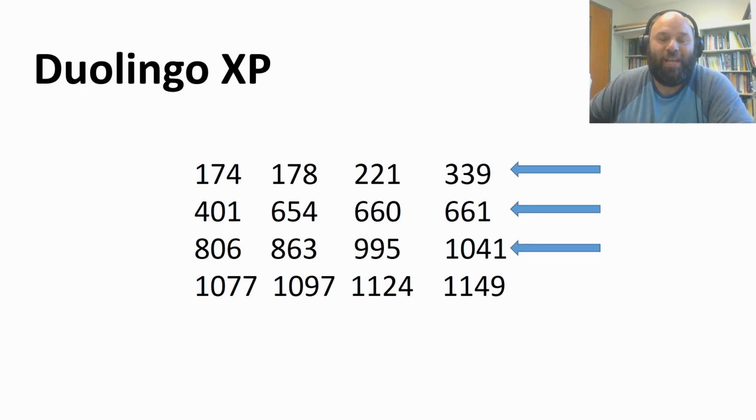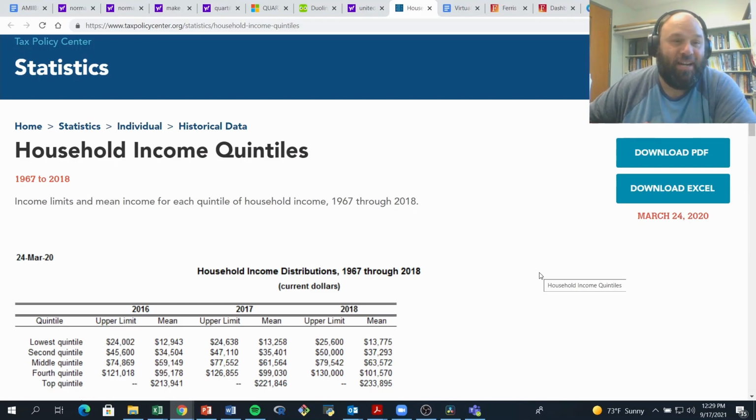Quartiles are not the only way we can split up a data set into percentiles. Quintiles, for example, 20%, 40%, 60%, 80%, 100%, are common in income analysis. Let's take a look at United States income and the quintiles in 2018. This data comes from the Tax Policy Center. We've got household income distributions from 1967 to 2018 broken up into quintiles. Let's look at the 2018 data in the lower right. We see this is the upper limit.